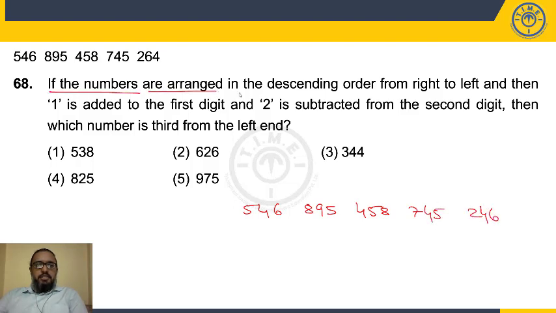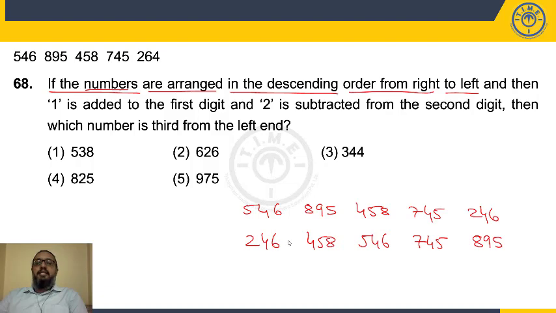If the numbers are arranged in the descending order from right to left. Now he says the numbers are arranged in the descending order from right to left. Now descending order means the highest number to the lowest number from right to left. Now the highest number we have is 895, then 745, then 546, then 458, and then 246. So descending order from right to left. And then 1 is added to the first digit and 2 is subtracted from the second digit. So you are adding 1 to the first digit and subtracting 2 from the second digit.